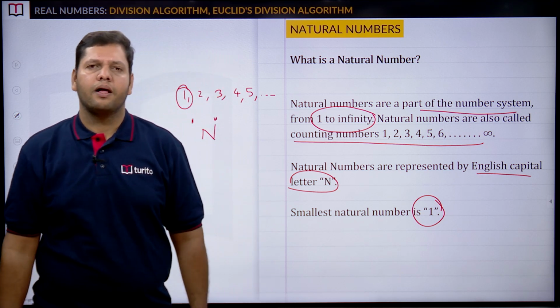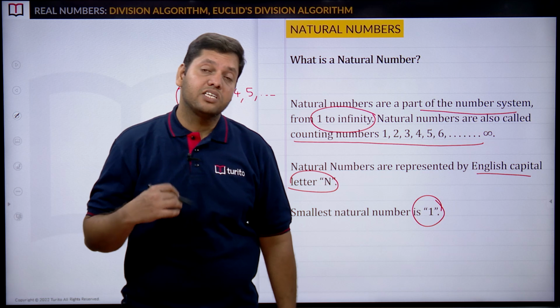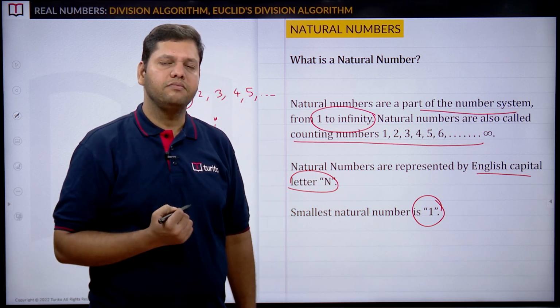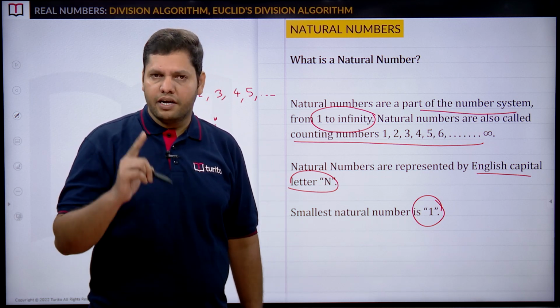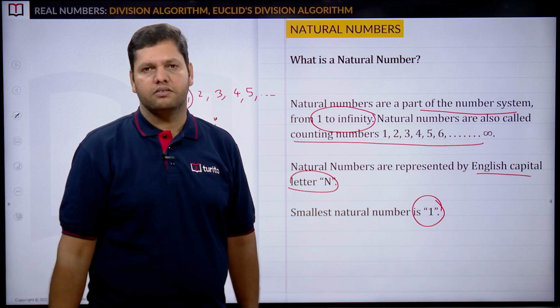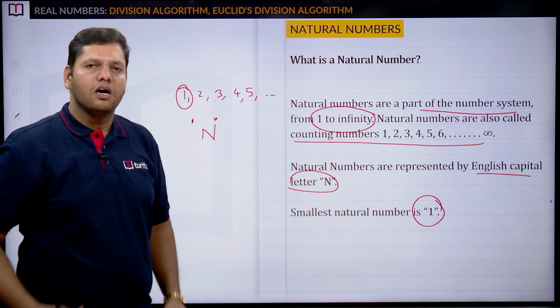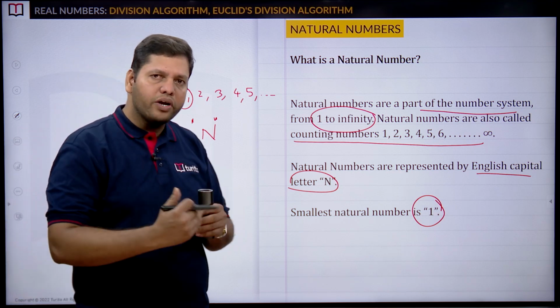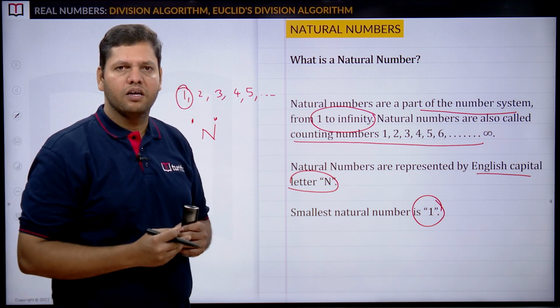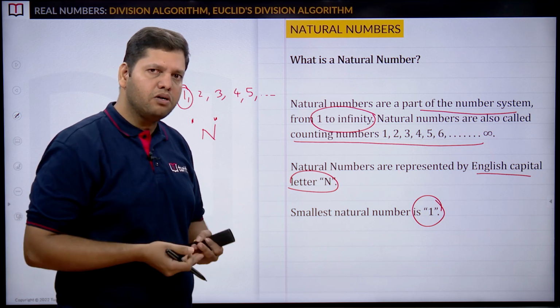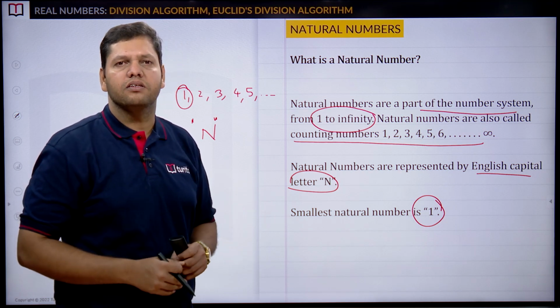Tell me, how can we define the greatest natural number? Children, remember, the greatest natural number we cannot define, because these numbers are uncountable. When the numbers are uncountable, how can you say the last number? Is it possible to decide what is the last number? No, it is not possible.